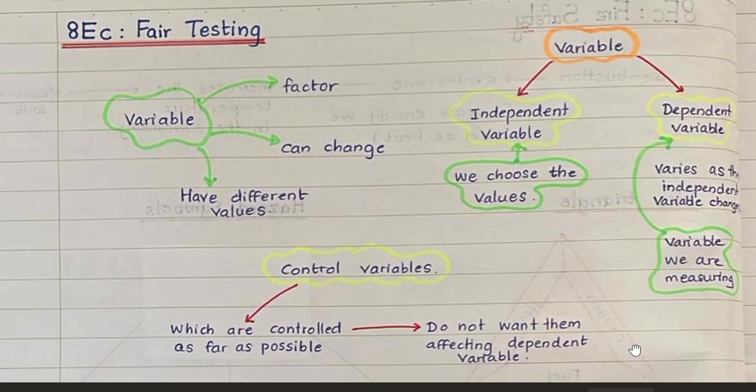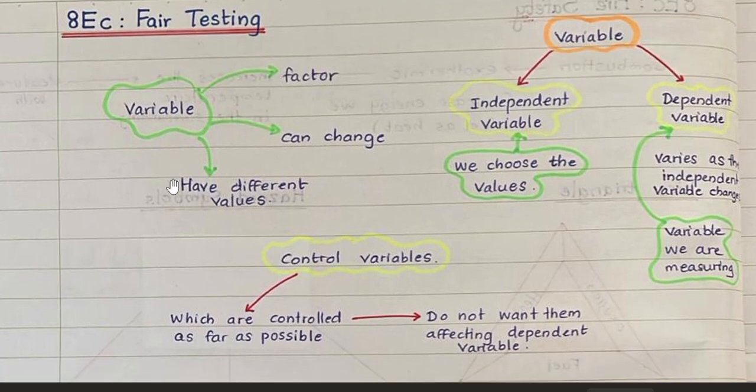Right, let's see what are variables. They are factors. They can change and they have different values. So you can say a variable is a factor which can change and have different values. Right, so a variable you can divide into two groups as independent variable and dependent variable. What is independent variable? That means we choose the values of this.